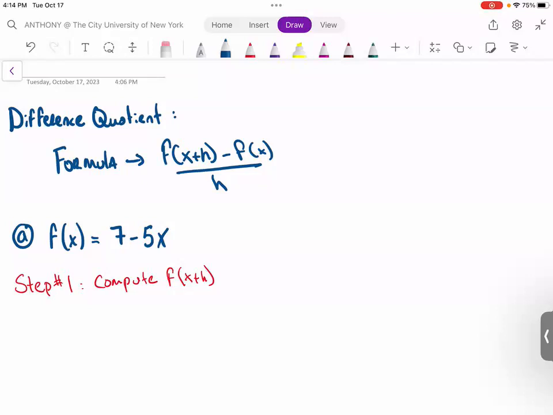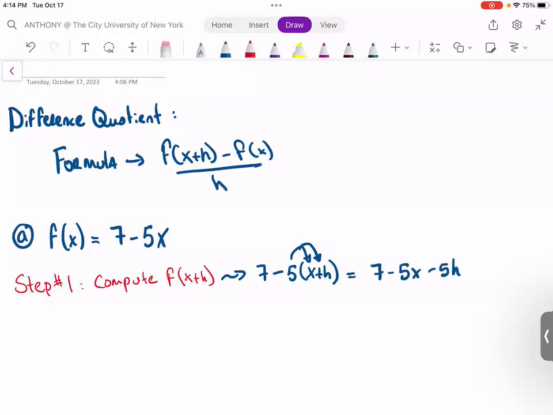So look at your function. How many times does the variable x appear? Just one time. That particular x is going to be replaced by x plus h. So f of x plus h, for this function, is going to be 7 minus 5 times x plus h. As you're computing f of x plus h, you have to expand it. The way that the expanding is going to work in this example is you distribute the -5 inside of the parentheses. So this will give us 7 minus 5x minus 5h. And that's your first step already completed.